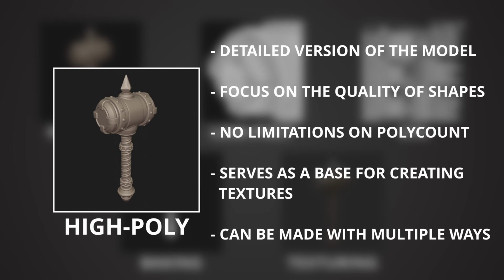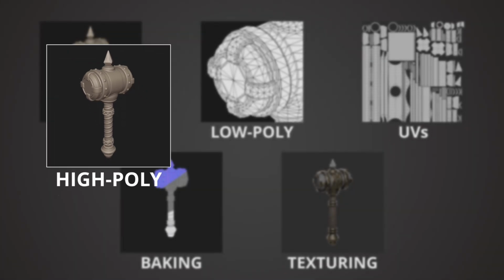There are many ways of creating the high poly model, like sculpting, sub-D modeling or even CAD modeling. Some of the methods can be easier depending on the model. For example, organic shapes like rocks and so on are usually done with sculpting.